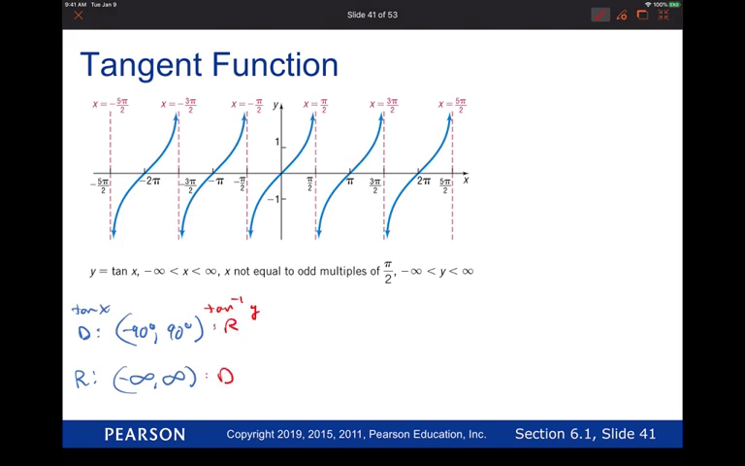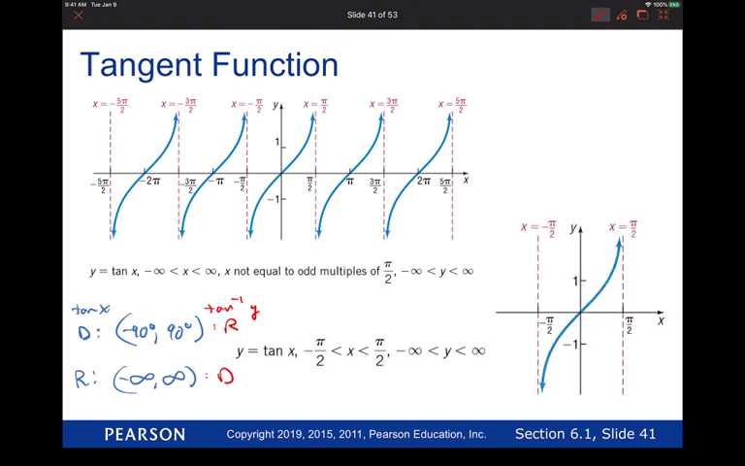So with those restrictions, we're left with just that middle piece. So you see the negative 90 to 90. The range goes from negative infinity to infinity. Okay, that was a journey. Let's keep going. We're almost there.